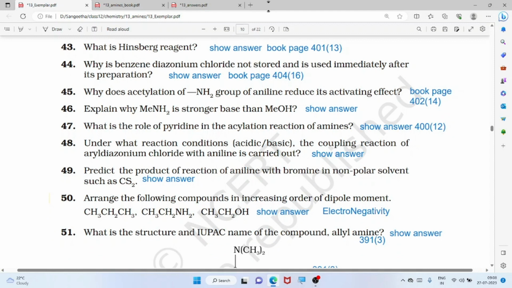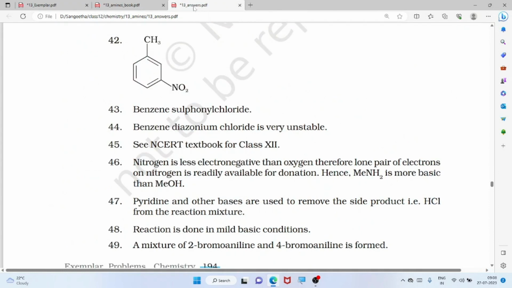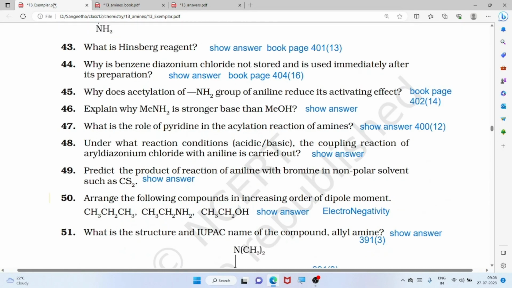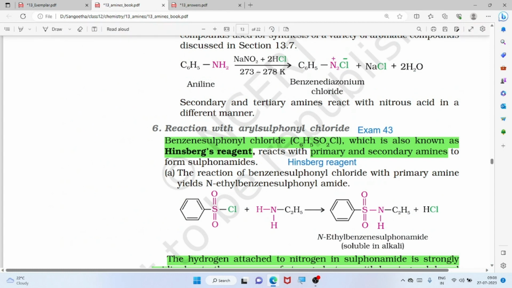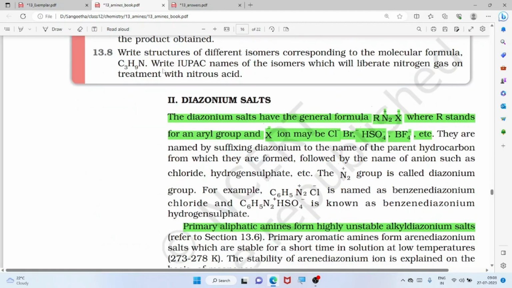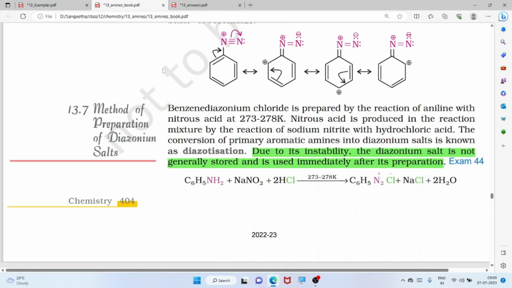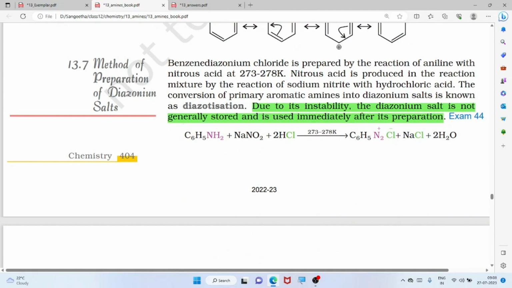44. Why is benzene diazonium chloride not stored and used immediately after preparation? Because of its instability. In 44, it is very unstable. Due to this instability, the reagent is not generally stored and is used immediately after its preparation.